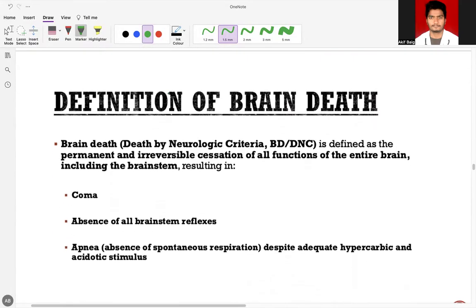So coming to the definition, brain death is defined as a permanent, that means there should be a permanent and irreversible cessation of all functions of the brain. All the functions of the brain have to be completely stopped and it should be irreversible, so there should not be any reversible cause which can reverse it back. This results in coma, absence of all the brainstem reflexes, and apnea, that is absence of spontaneous respiration despite adequate hypercarbia or acidotic stimulus. All these three features have to be there to label any patient as brain death.